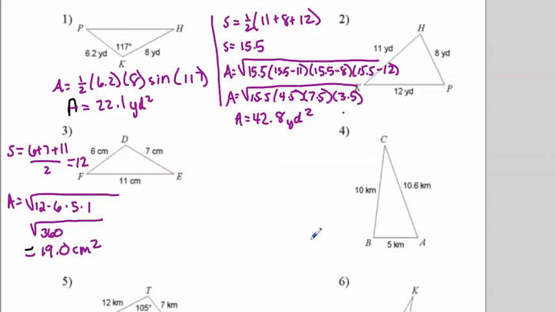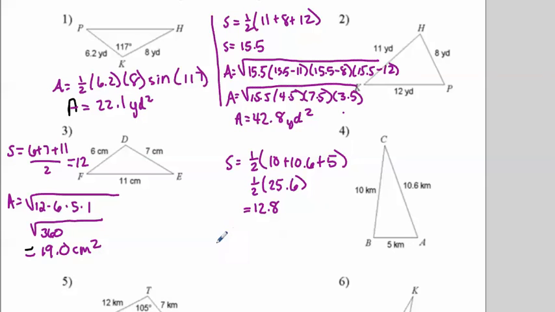All right, going to number 4, another side, side, side. So same procedure, semi-perimeter. So semi-perimeter is going to be 1/2 of 10 plus 10.6 plus 5. So that would be 25.6. So I have 12.5 plus 0.3, 12.8.